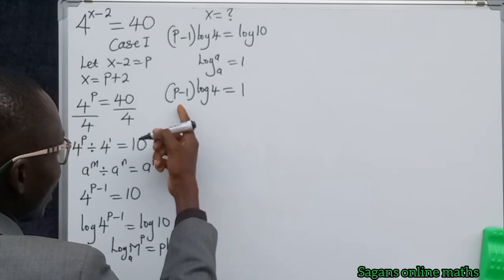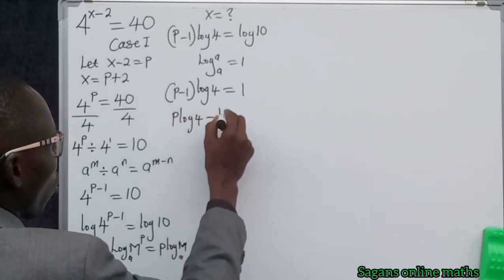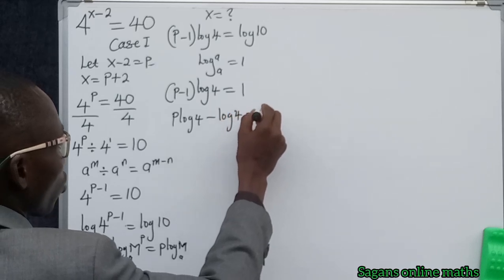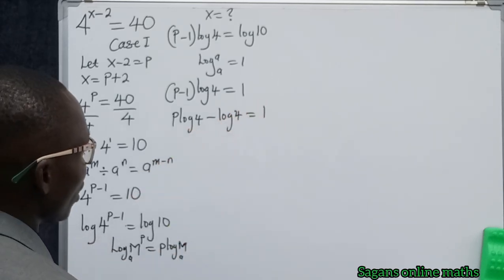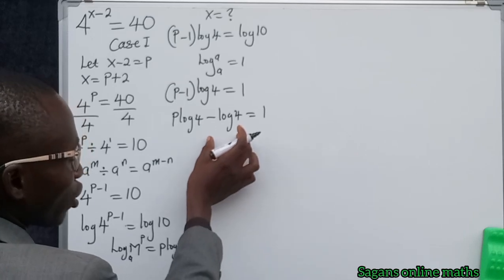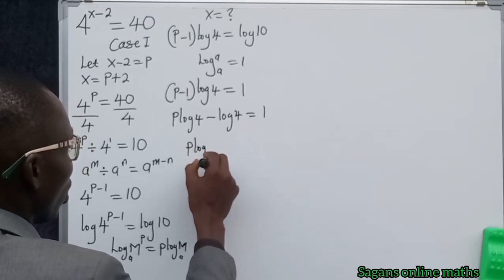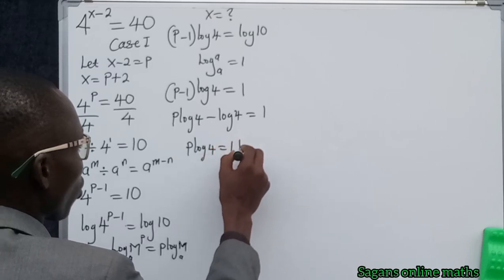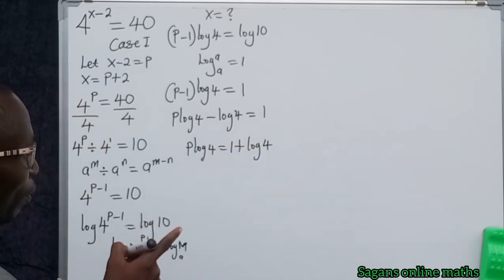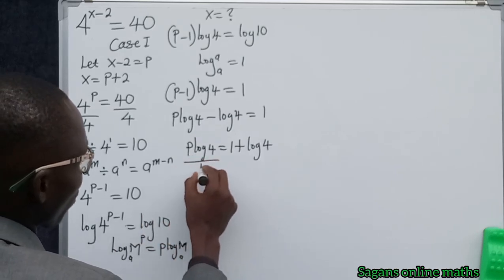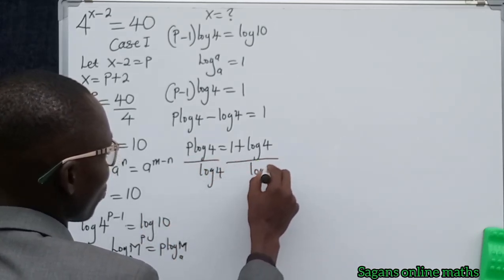Now let's open the parentheses. So this is P log 4 minus log 4 equal to 1. Don't forget that they are all in base 10. Now let's add log 4 base 10 to both sides. If we do that, this is P log 4 is equal to 1 plus log 4 base 10. Now remember, we're looking for P. So let's divide here by log 4 base 10, and divide all this by log 4 base 10.